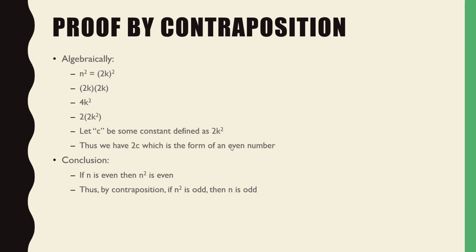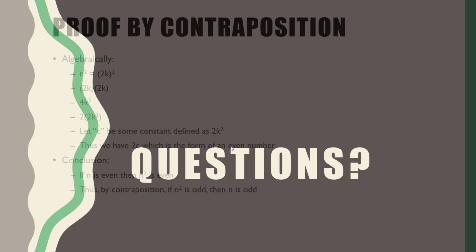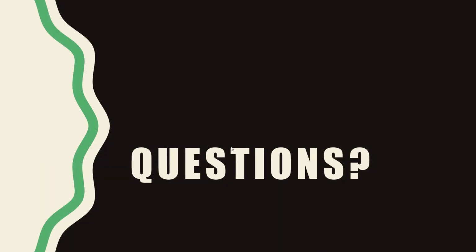So again, our conclusion is that if n is even, then n squared is even. That is true. Thus, by contraposition, if n squared is odd, then n is odd. You have to write that out when you're doing a proof. Somebody who knows basic math should be able to follow your proof step by step and not be confused. Good? We feel okay about that? Fabulous. Any questions about contraposition?